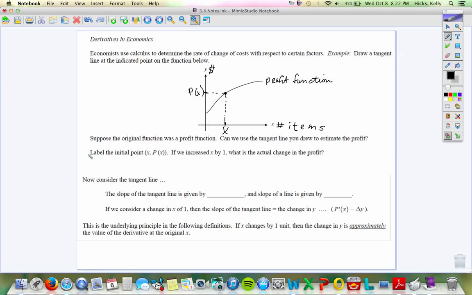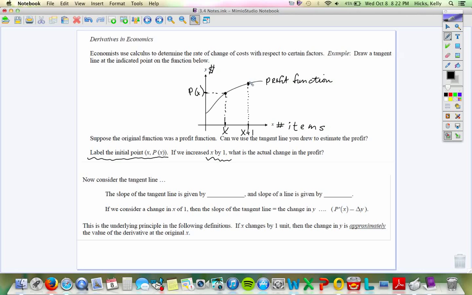I think you would agree with that. We're just filling in what it tells us to do right here. Label the initial point X, comma, P of X. Now, if we increased X by 1, what is the actual change in profit? Well, if we increase X by 1, let's call this amount right here 1, so this point right here is X plus 1.